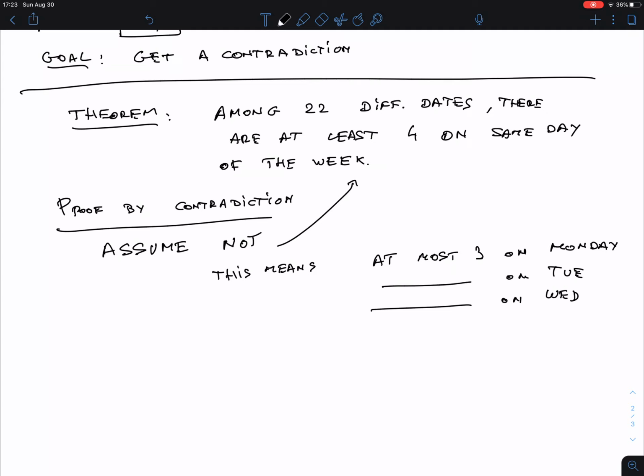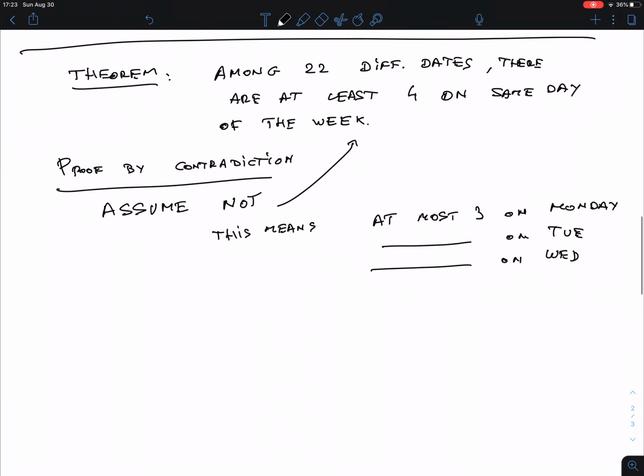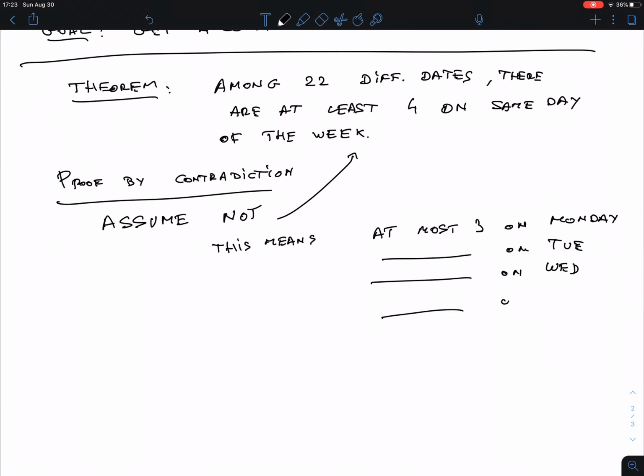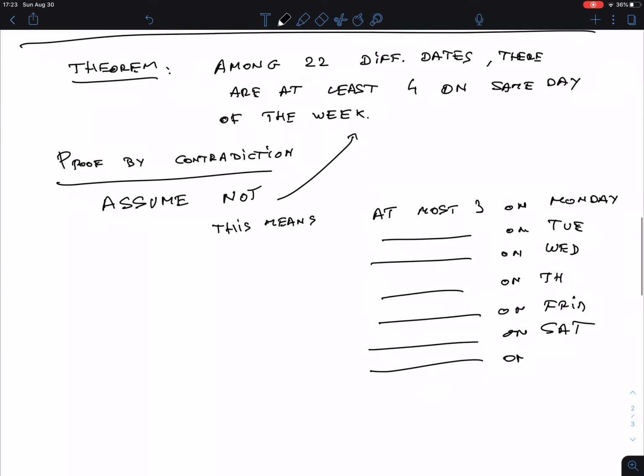I'm going to assume a world in which none of these 22 birthdays have 4 or more on the same weekday. Therefore, at most 3 are on the same weekday. At most 3 on Monday, at most 3 on Wednesday, at most 3 on Tuesday. And let's keep going with our list: Thursday, Friday, Saturday, and then finally Sunday. That's it.